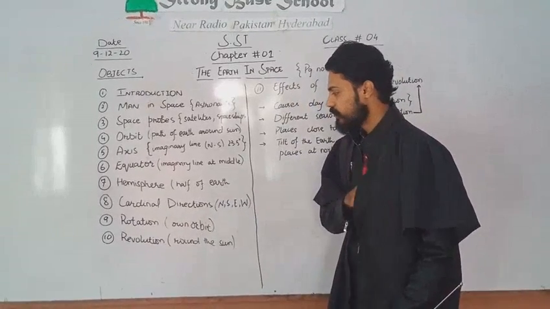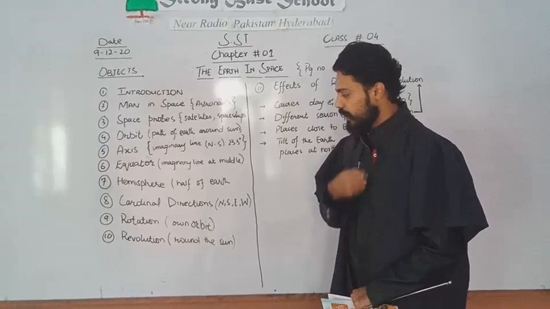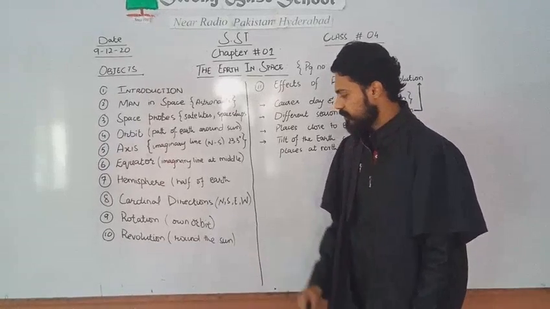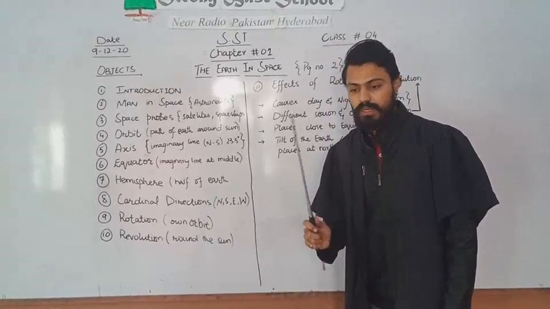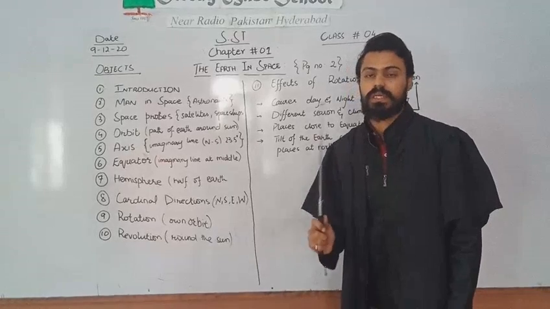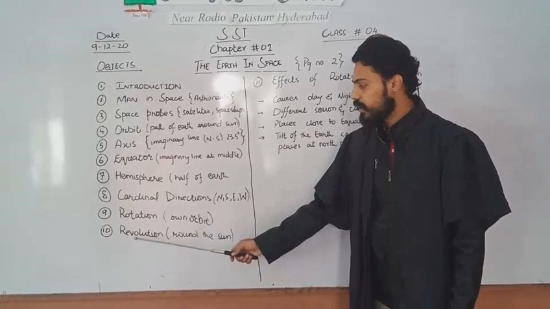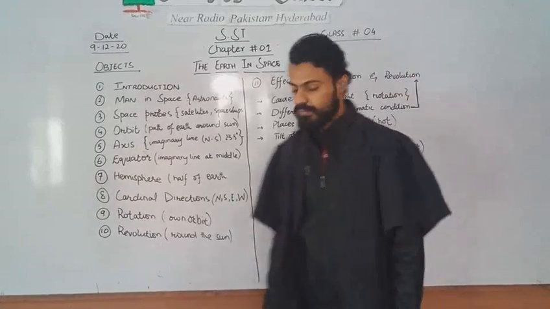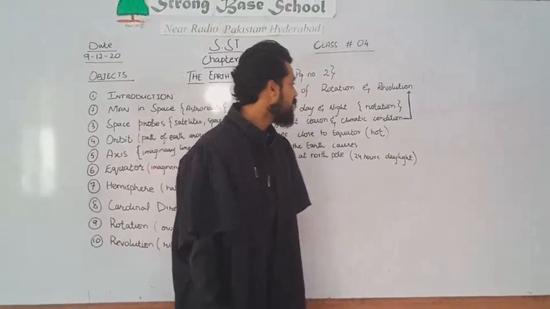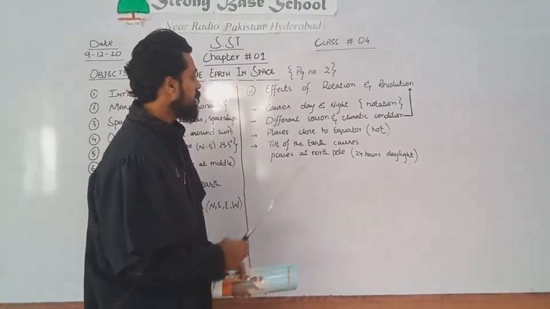After that we have the number 10 point, revolution. Revolution means the Earth running around the Sun, that is known as revolution.